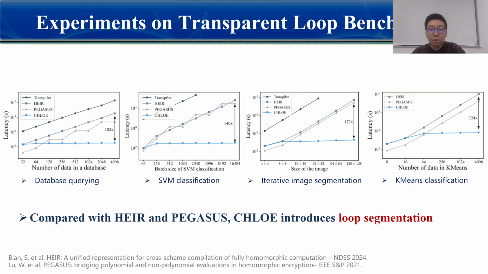In the benchmark evaluation section, our comparison focuses on the efficiency of CLOI, HARE, Transpeller, and Paxos. By evaluating various arithmetic circuit benchmarks, we observe that CLOI significantly outperforms the other works. This improved performance is attributed to the loop segmentation and vectorization technique employed by CLOI.